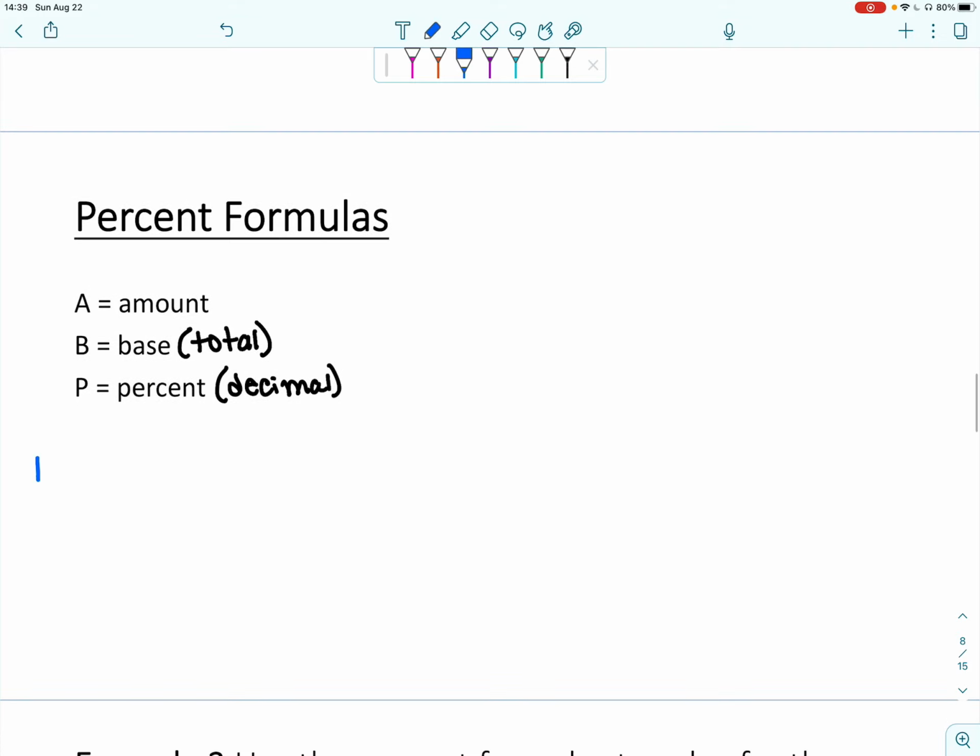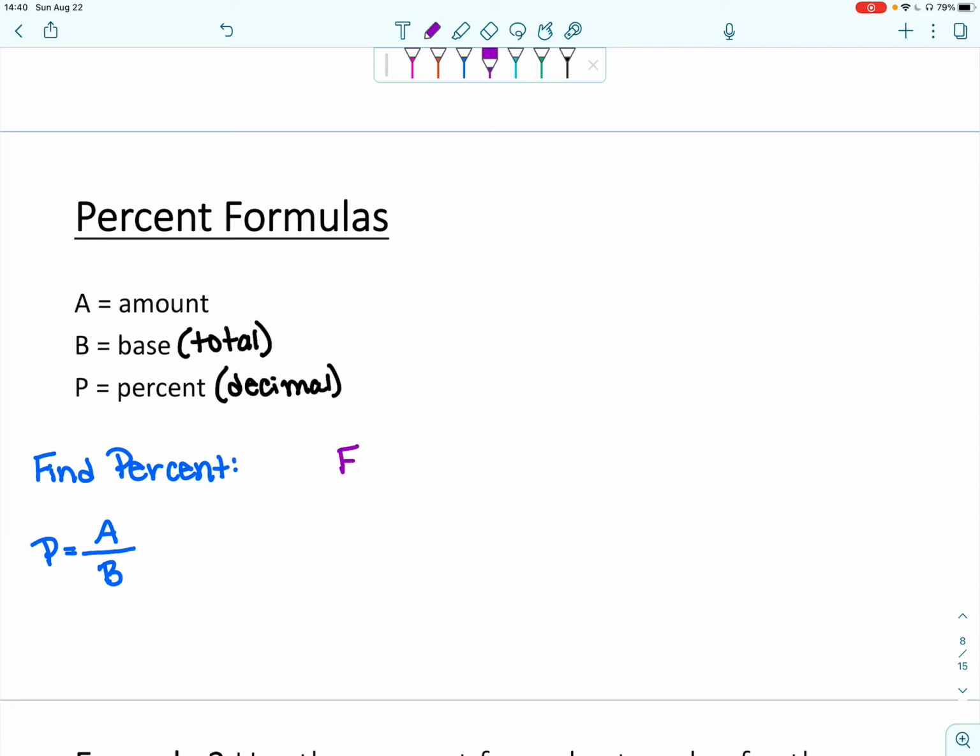So if we want to find a percent, so we're looking for P, we're going to take the amount and we're going to divide that by the base or the total. So think of it like a quiz. Look at the amount that you got correct and divide that by the total that you could have gotten correct, and that gives you the percent as a decimal that you earned on that quiz. And then you take that decimal and you turn it into a percentage like we were doing before.